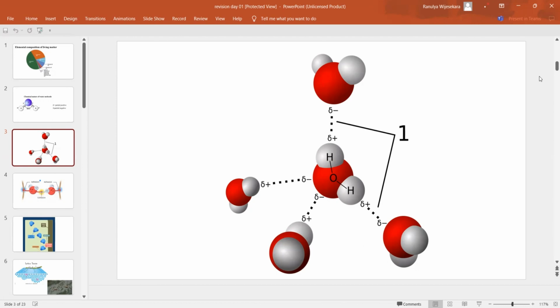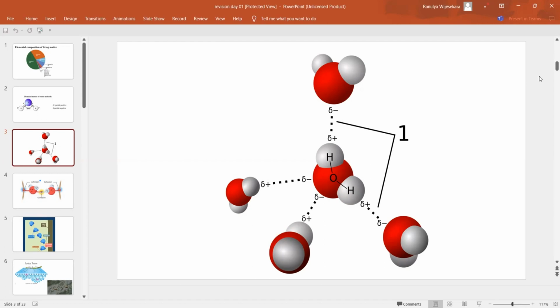Second important reason is that it provides a biological medium for all organisms. So water is important due to those two reasons.